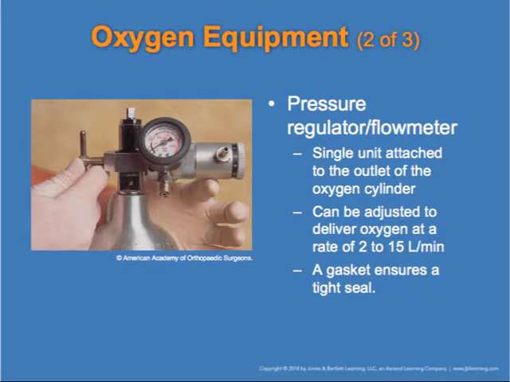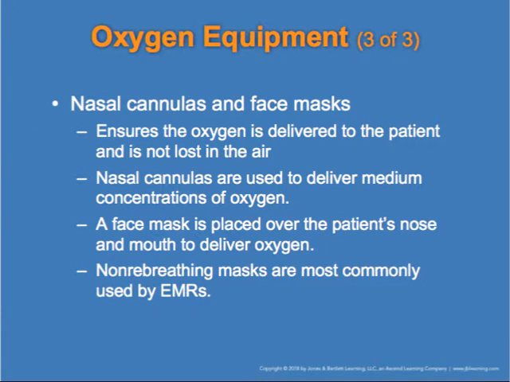It can be adjusted to deliver oxygen at a rate of 2 to 15 liters a minute, right? There's a big variance. And we're going to talk a lot about how much oxygen is appropriate to deliver and in what ways we need to deliver it. That gasket ensures a super tight seal, right? Nasal cannulas and face masks ensure the oxygen is delivered to the patient, not lost in the air.